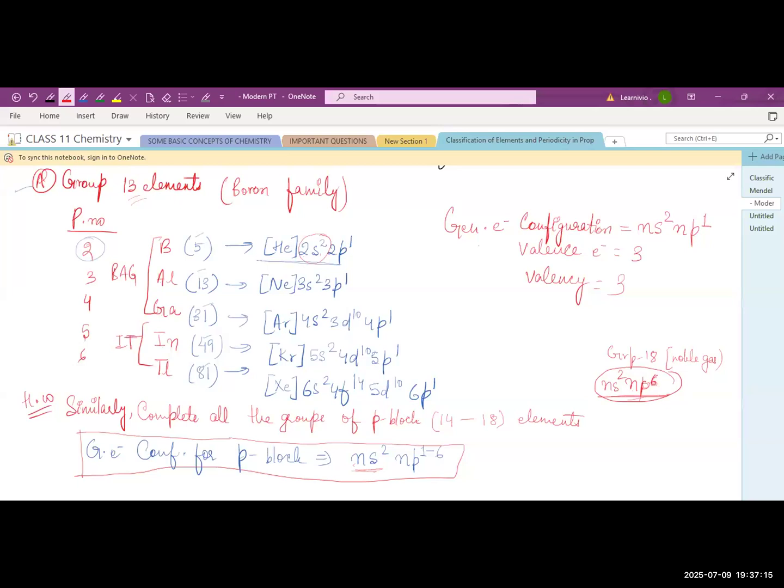Clear, Sanidhi? Ma'am, can you explain again? Okay. All the topic, this configuration, only electronic configuration. Ma'am, the P block 14, that element. Okay. That part I didn't understand.